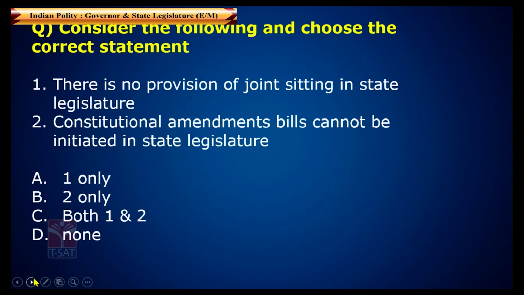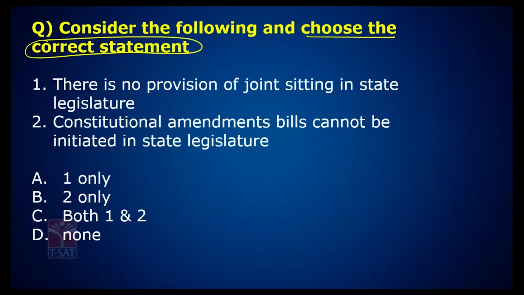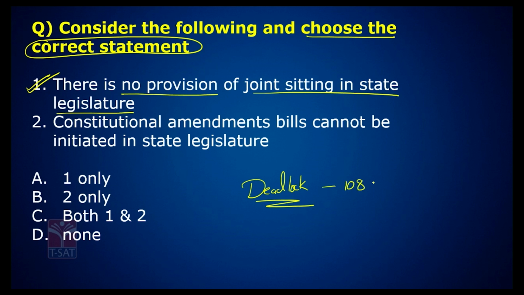Consider the following and choose the correct statement. Okay, now look at the screen. Very, very important. There is no provision of joint sitting in the state legislature. Correct. See, in case of a deadlock, as per Article 108, there is a joint sitting of the Parliament for Parliament bills. But in case of a deadlock in the state legislature, there is no provision of joint sitting.